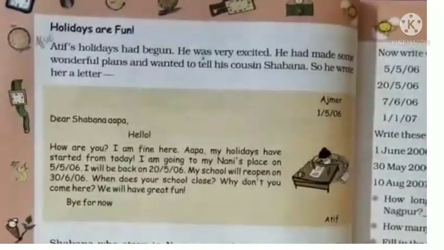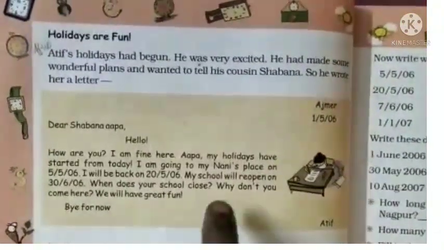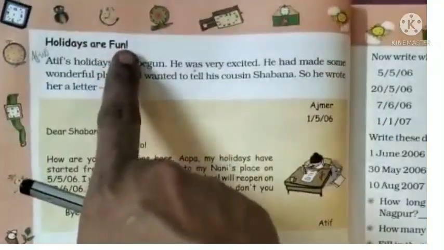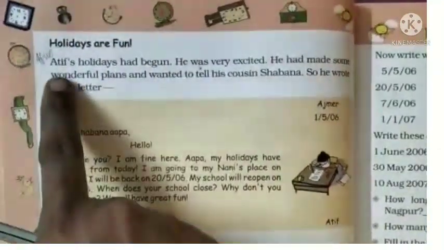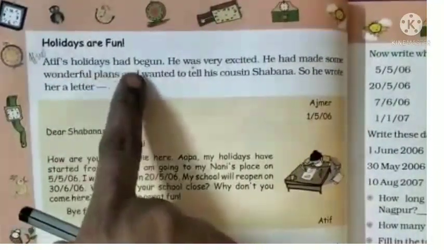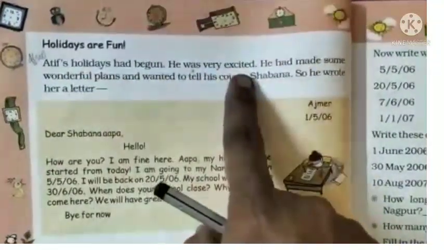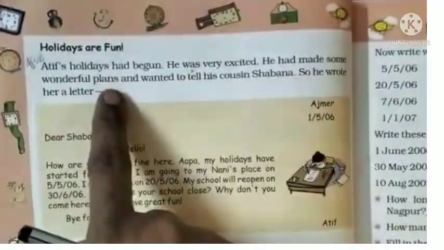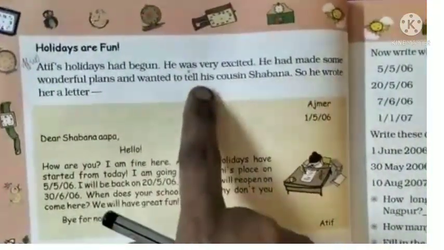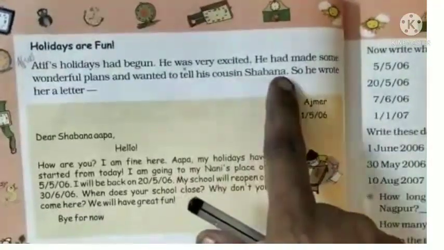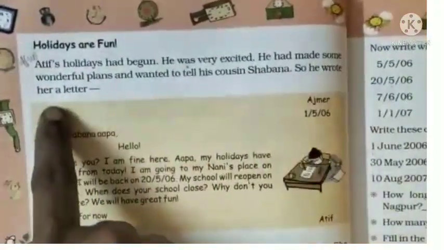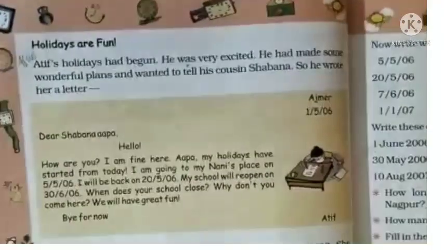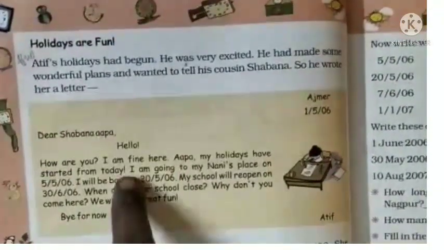In your textbook, page number 46, there is one lesson, Holiday or Fun. Atif's holidays had begun. He was very excited. He had made some wonderful plans and wanted to tell his cousin Shabana. So he wrote her a letter. So the letter is, Dear Shabana, Appa, hello.